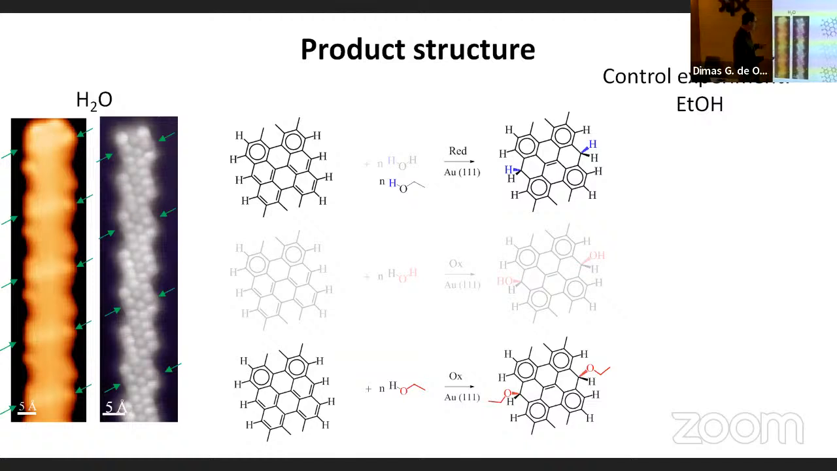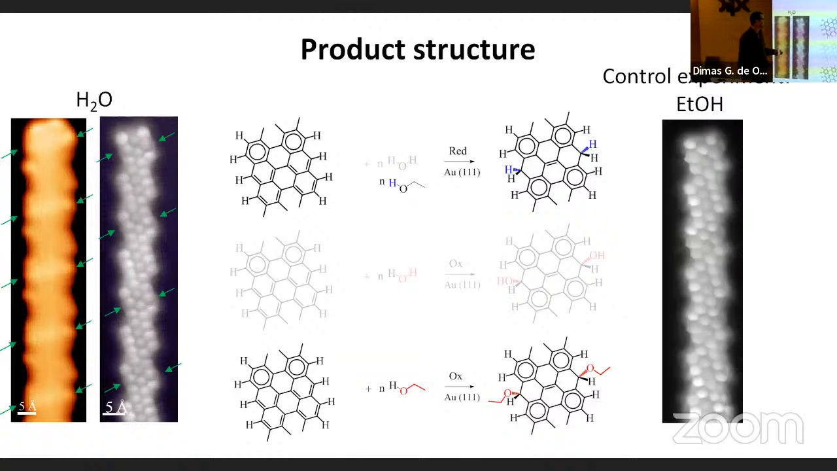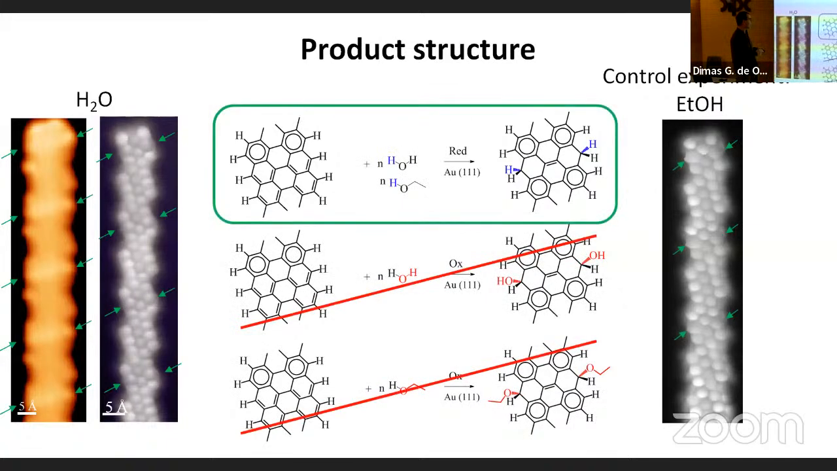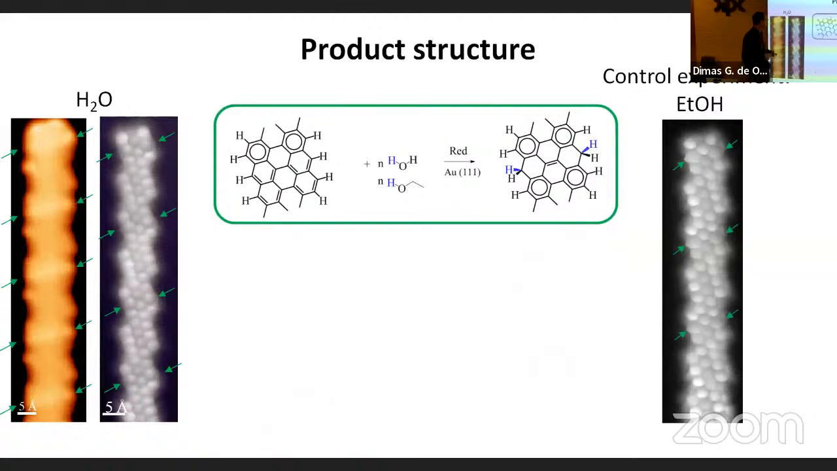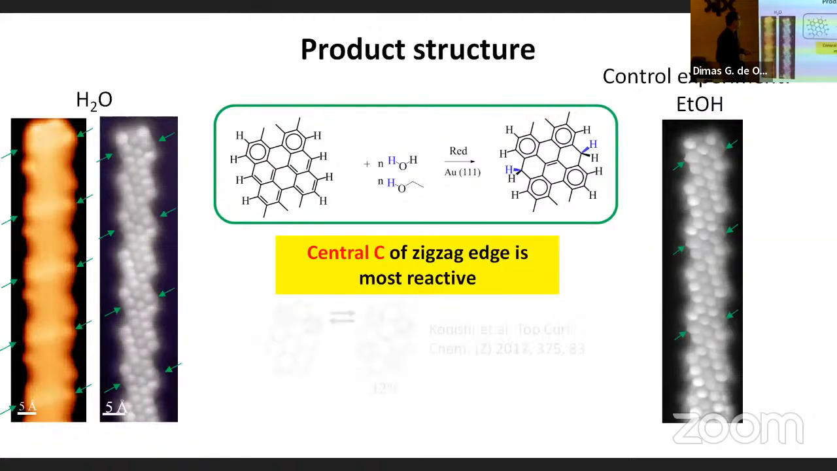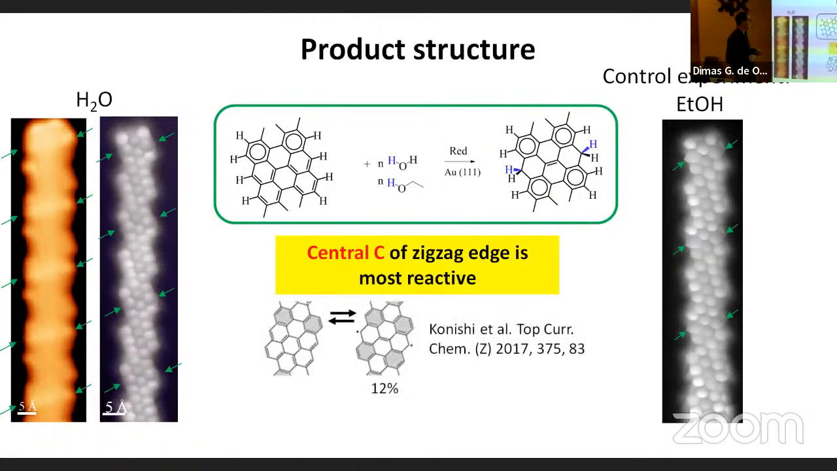So we took our ribbons, we exposed them to ethanol in the same amount as the water. And these are the images that we get. We see that every second unit cell, there are these slightly larger rings on the sides. So this tells us that both with water and with ethanol, what we're having is a reduction. So from here, we already learned something: the central carbon of these zigzag edges is the most reactive site.